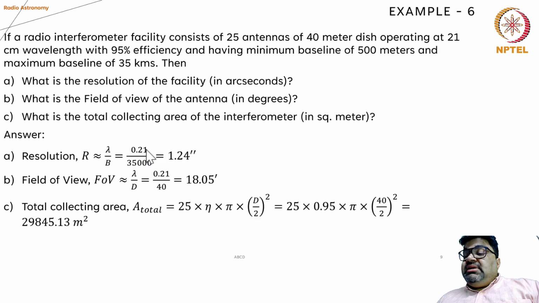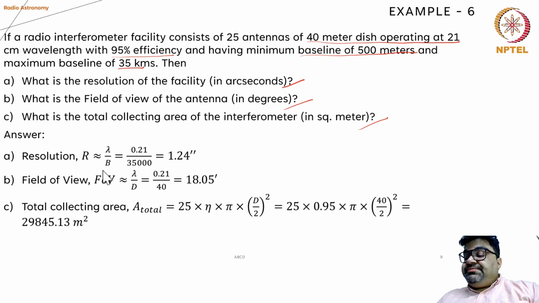Next example. If a radio interferometer facility contains 25 antennas of 40-meter dishes operating at 21 centimeter wavelength with 95% efficiency and having a minimum baseline of 500 meters and a maximum baseline of 35 kilometers, then what is the resolution of the facility in arc seconds? What is the field of view in degrees and the total collecting area of the interferometer in square meters?